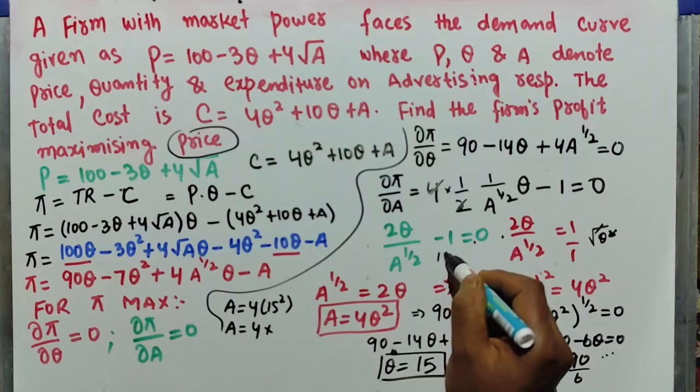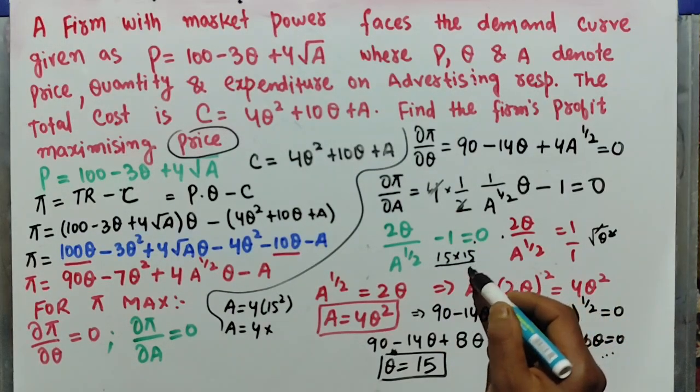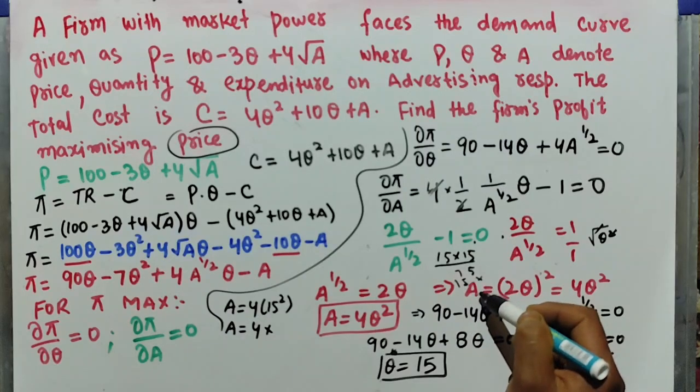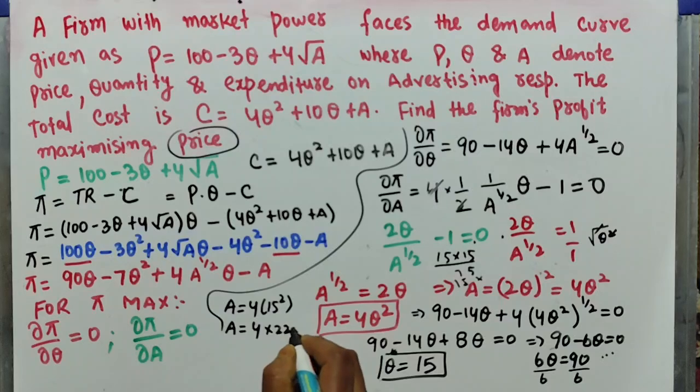Now 15 into 15 is 225. So A will be equal to 4 times 225, which is 900. So A came out to be 900.